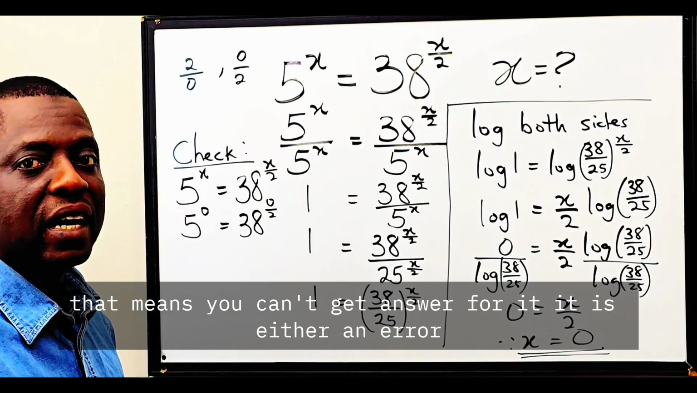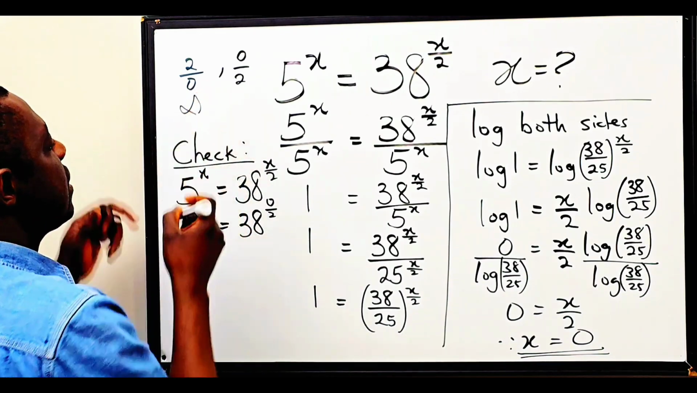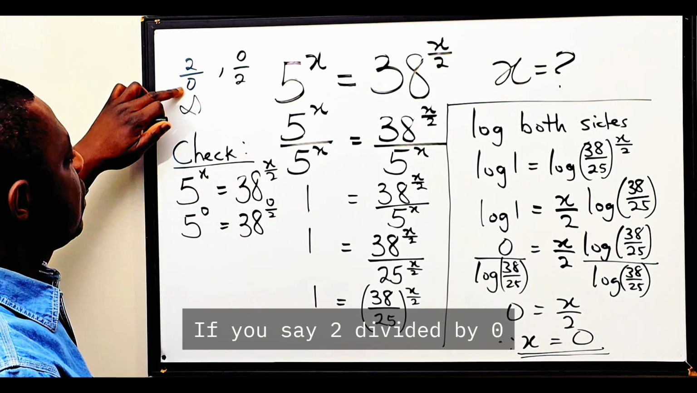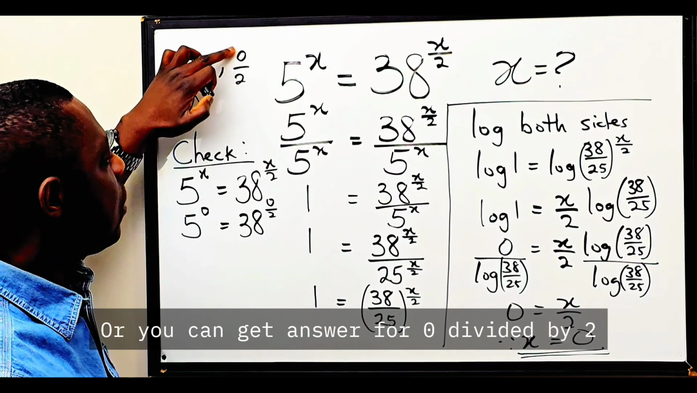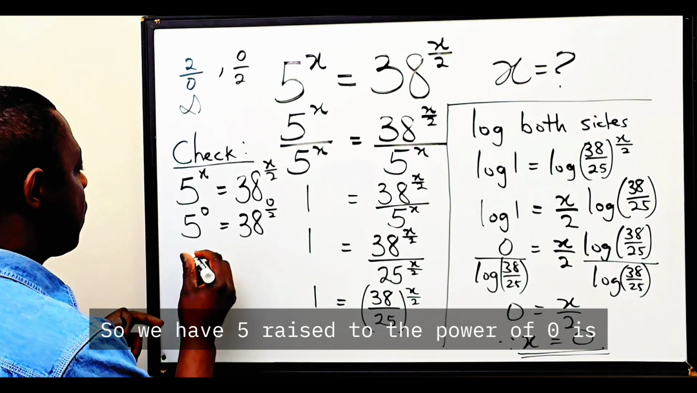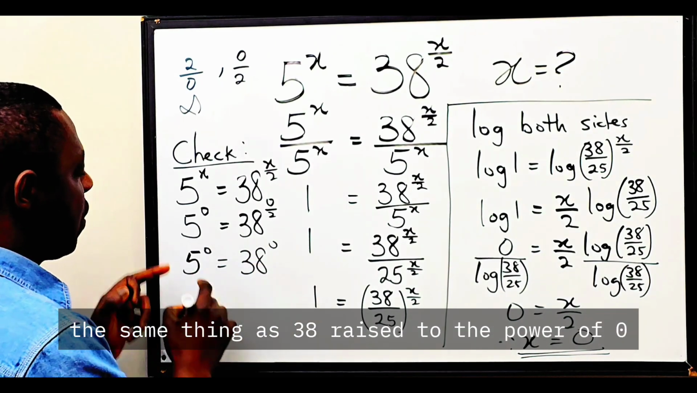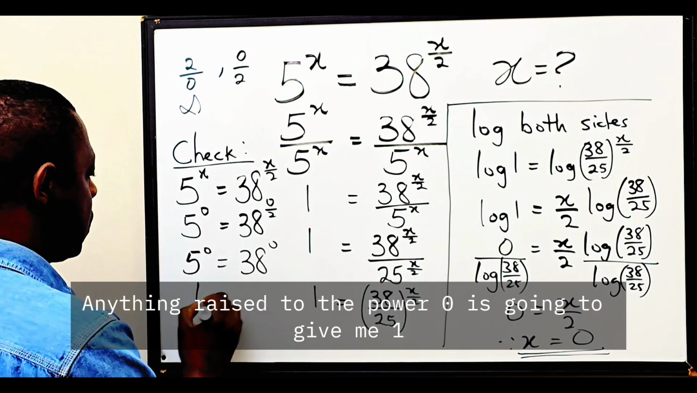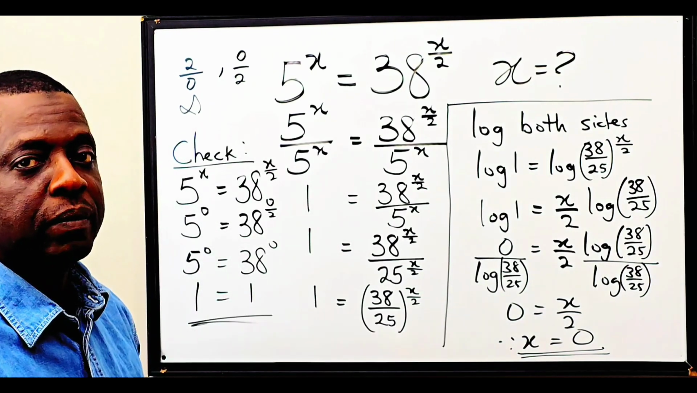It is either an error or it's an infinity. If you say 2 divided by 0, the answer is going to give you infinity. Or you can get an answer for 0 divided by 2. So 0 divided by 2 here is going to give you 0. So we have 5 raised to power 0 is the same thing as 38 raised to power 0. And anything raised to power 0 is going to give you 1. So 1 equals 1. So that is good. That is what we need.